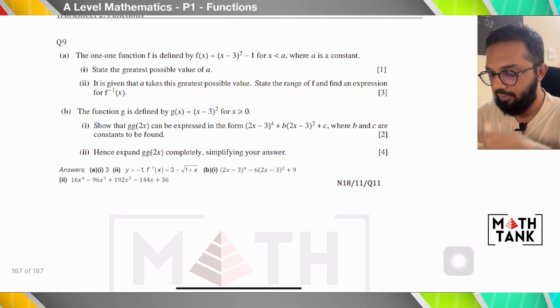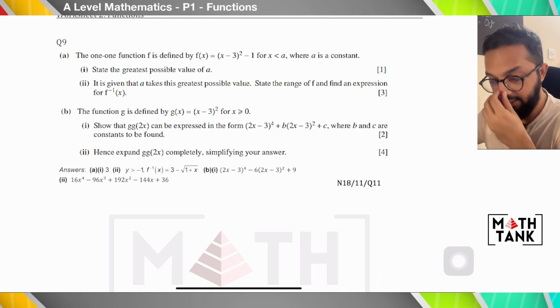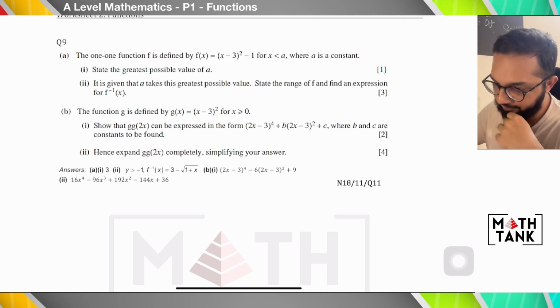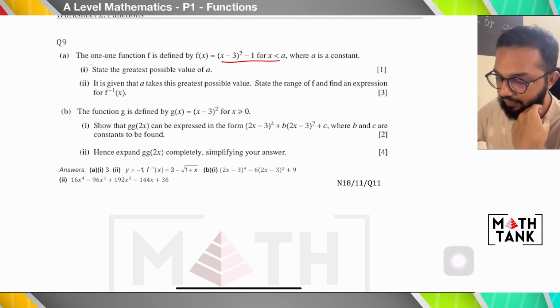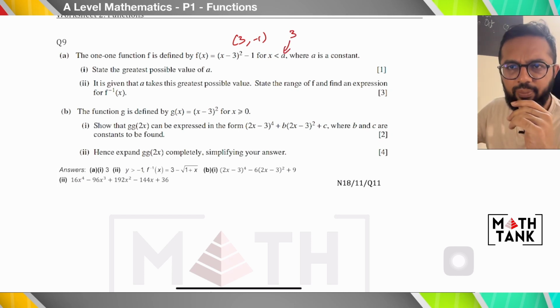Let's go on to question number 9. It says the one-to-one function f is defined by f of x equals this, where a is a constant. State the greatest possible value of a. Now, for this to be a one-to-one function, you must cut it at its turning point. The turning point is 3 comma minus 1, which means x should be 3, and the graph is going backwards from 3. So that is what you should be aware of.